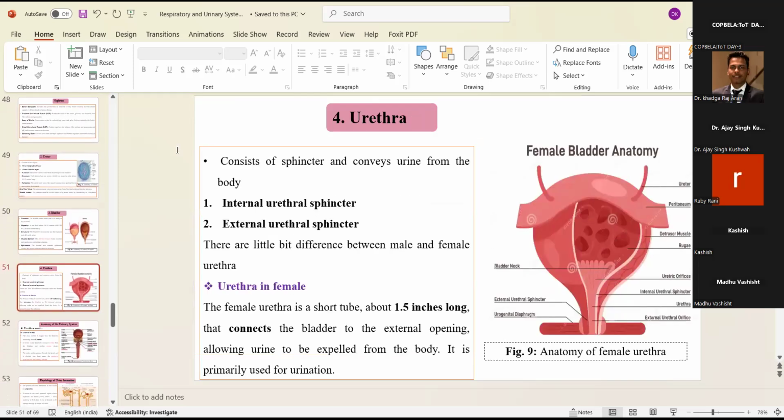Next part of the urinary system is the urethra. It consists of the internal urethral and external urethral sphincters. This is the basic anatomy figure of the female urethra, which consists of the distal muscles or sphincters and other parts. Females and males have different urethras. The female urethra is very short, around 1.5 inches long, and it connects the bladder to the external opening and helps in the passage of urine from the body.